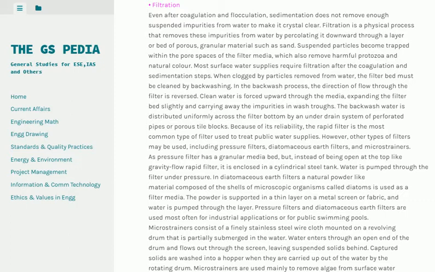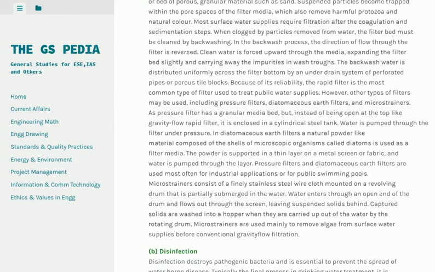Because of its reliability, the rapid filter is the most common type of filter used to treat public water supplies. However, other types of filters may be used, including pressure filters, diatomaceous earth filters, and microstrainers. A pressure filter has a granular media bed, but, instead of being open at the top like a gravity flow rapid filter, it is enclosed in a cylindrical steel tank. Water is pumped through the filter under pressure.